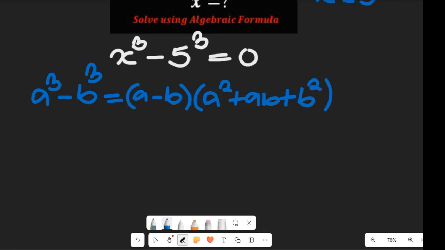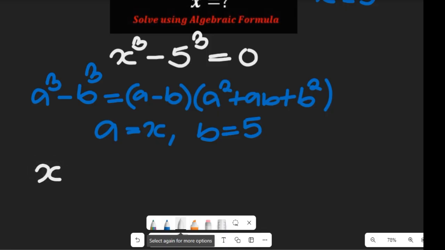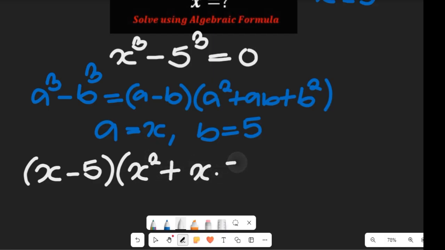If we substitute this into that expression, recalling that our a will now be equal to x, and our b will now be equal to 5, it makes the expression easier. So if we insert that into the expression, we're going to have x minus 5 on this side, right? And then we'll have our x squared plus x multiplied by 5, right? Plus 5 square, and all of these will be equal to 0.